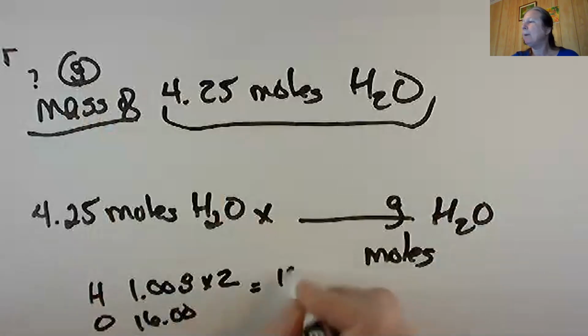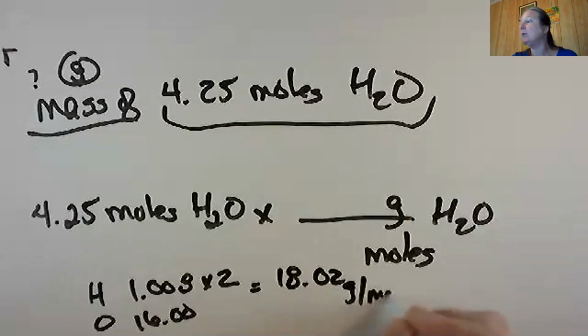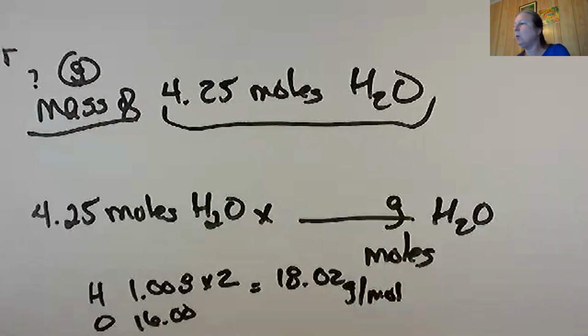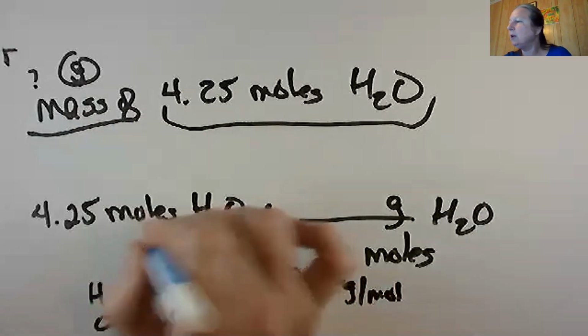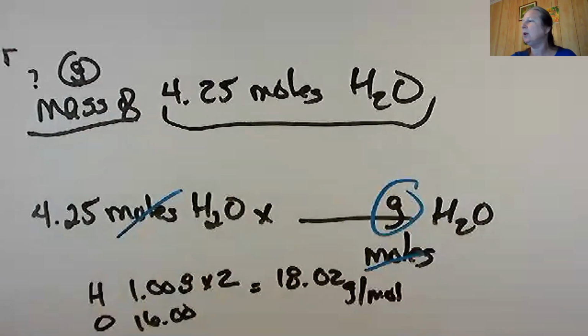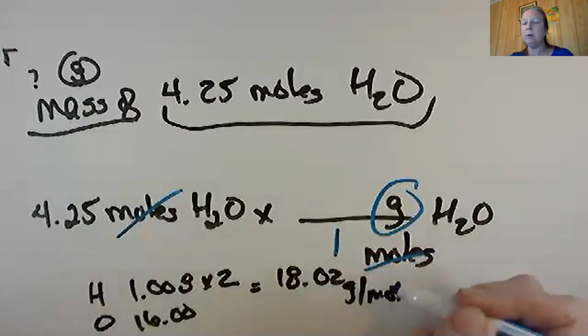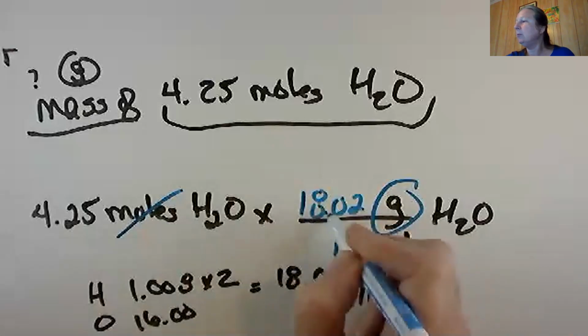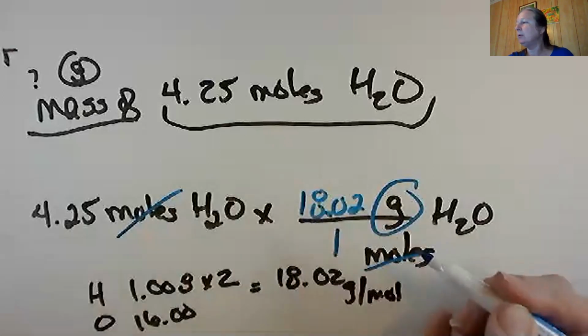So my water weighs this. Grams per mole. It's not grams, it's grams per mole. You have to have a whole mole of it for it to weigh 18.02 grams. So I will be able to get rid of my moles and get grams. That's what I asked for. So now I can put my numbers in. For every 1 mole of water, I have 18.02 grams.